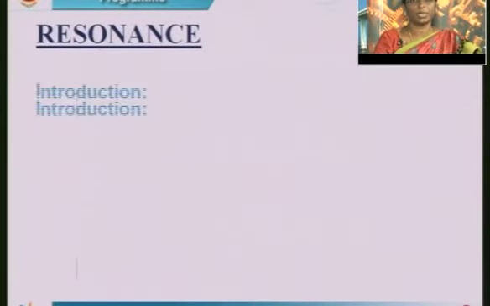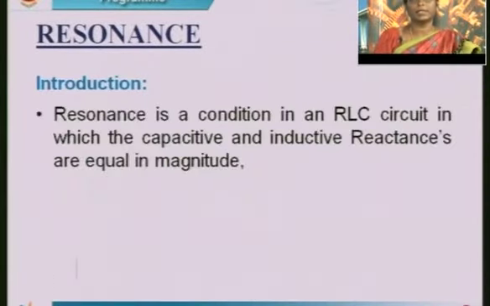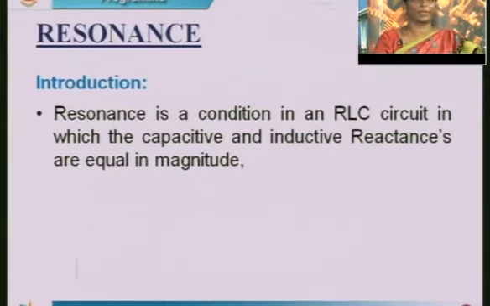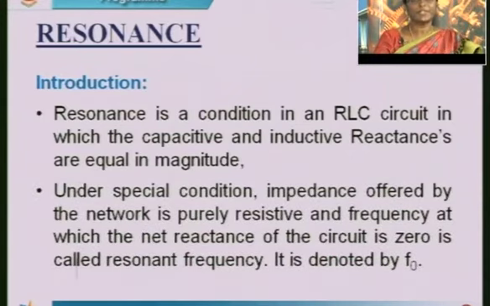Now, we define what resonance is. Resonance is a condition in an RLC circuit, where the network is connected using resistance, inductance and capacitance, in series or in parallel combination. Resonance is a condition at which the capacitive and inductive reactances are equal in magnitude. Under this special condition, the impedance offered by the network is purely resistive.